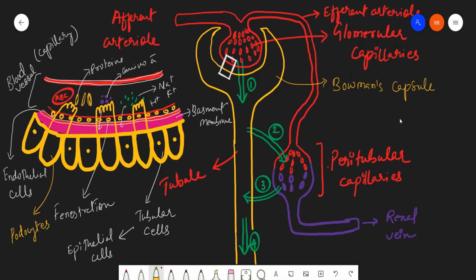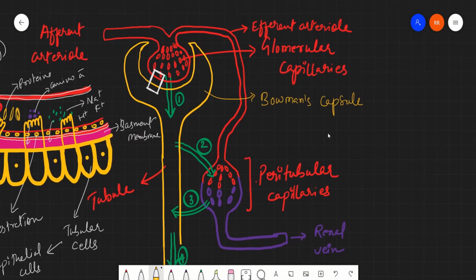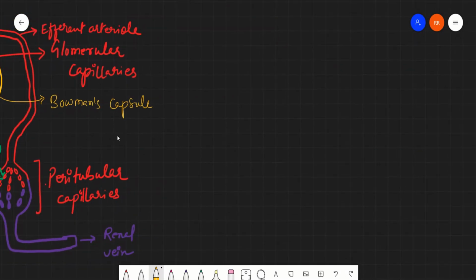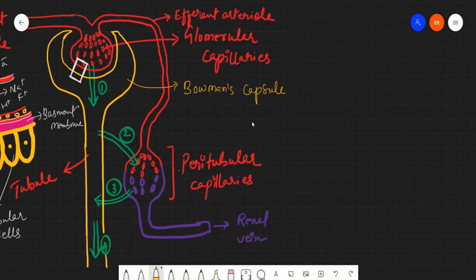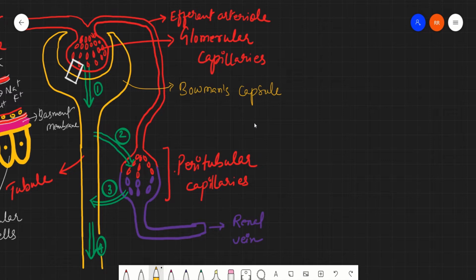So let's quickly move on to the process of urine formation. There are four steps in the urine formation. I have marked it here: 1, 2, 3, 4. So first is your filtration process, that is your glomerular filtration.